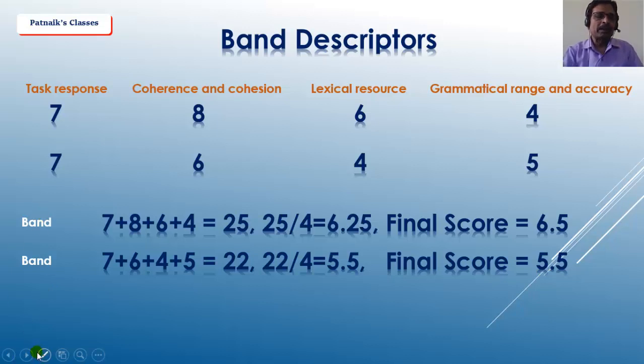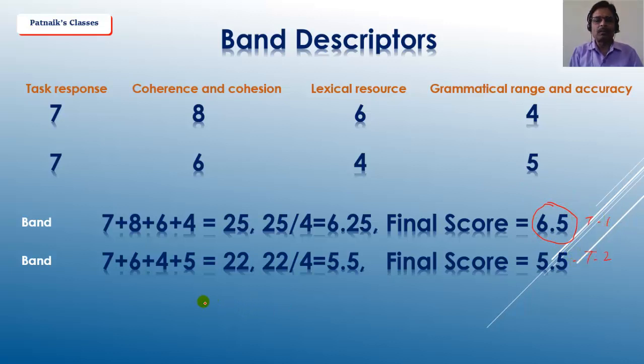Now see how 5.5: the addition of 7, 6, 4 and 5 is 22. 22 upon 4 is 5.5, and then the final score is 5.5. Now, this score is for task 1, right, T1, and this is for T2.